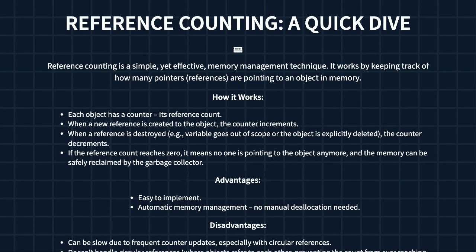Okay, let's talk about reference counting. It's a really straightforward way to manage memory. Think of it like keeping track of how many things are pointing at an object. Every object has its own little counter called the reference count. When you create a new link to that object, like assigning it to a variable, the counter goes up. And when you break that link, the counter goes down. If the counter hits 0, it means no one's using the object anymore, and we can free up its memory. It's easy to use, but be aware that it can slow things down, especially if objects are linked in circles, and it doesn't handle those circular references very well.